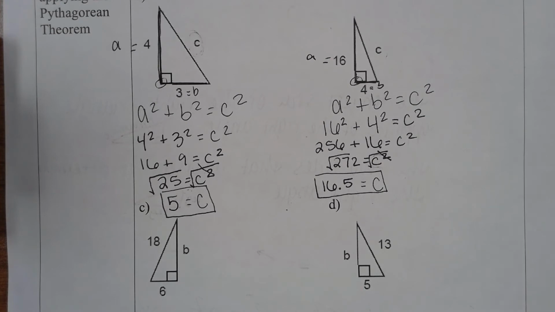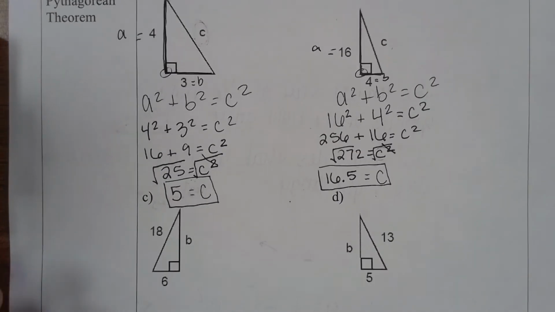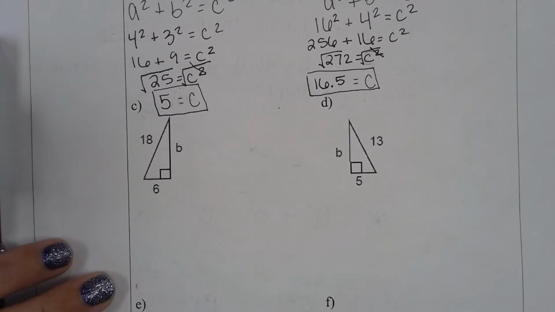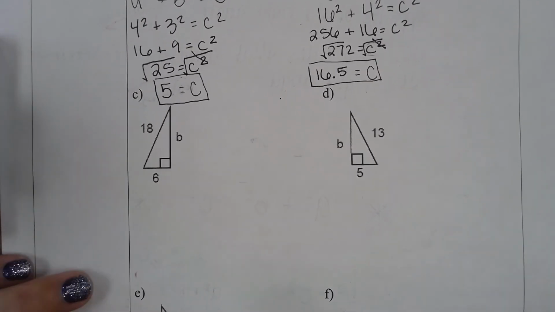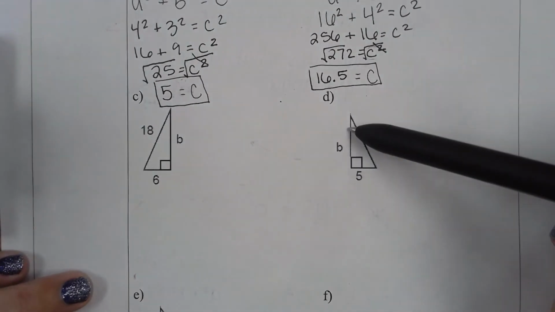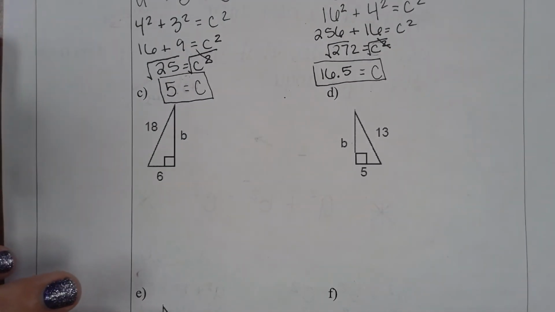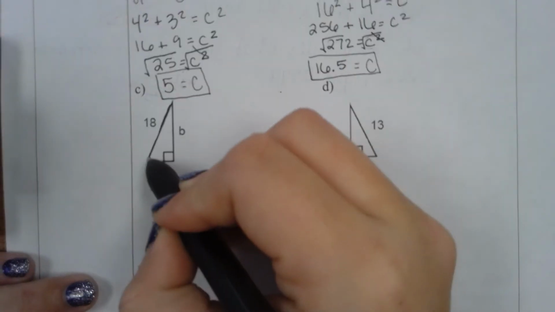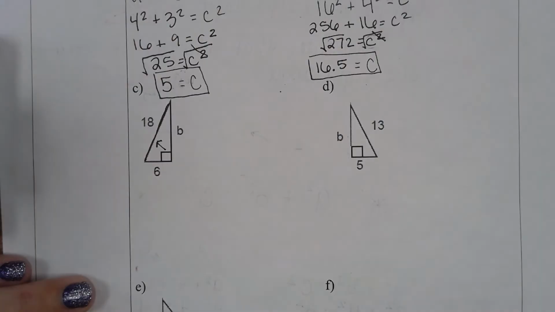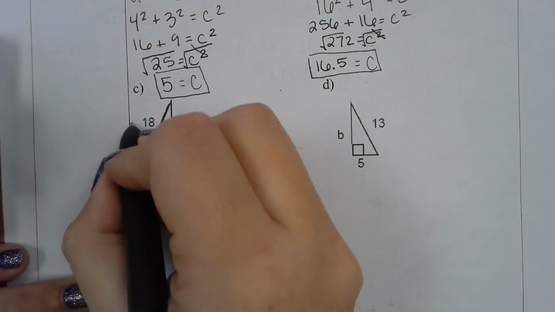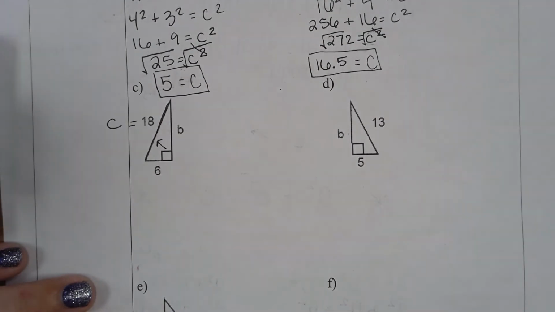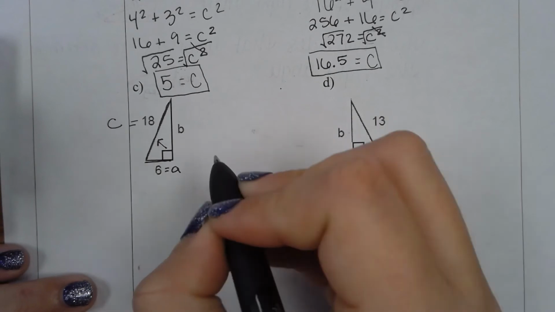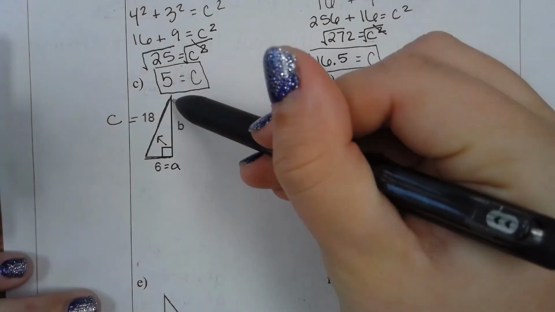All right, so I'm going to do 2 more with you guys, and then I want you guys to try 2 on your own. So notice how in C and D, we are trying to find a leg now. So let's see how this is going to work out. So remember, your hypotenuse is always the longest side that is directly across from the right angle. So 18 has to be our C, our hypotenuse. And 6 is one of the legs. And let's just say that this is our A, since they already said that this is our B, which is another leg.